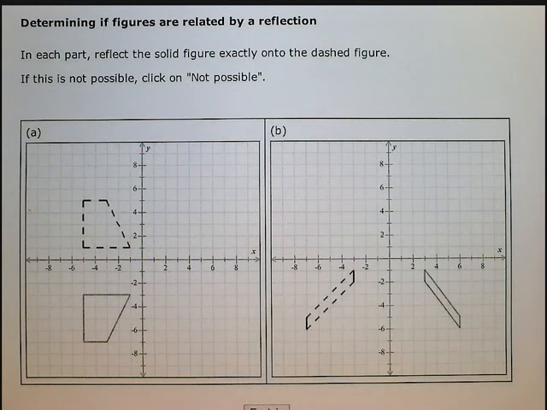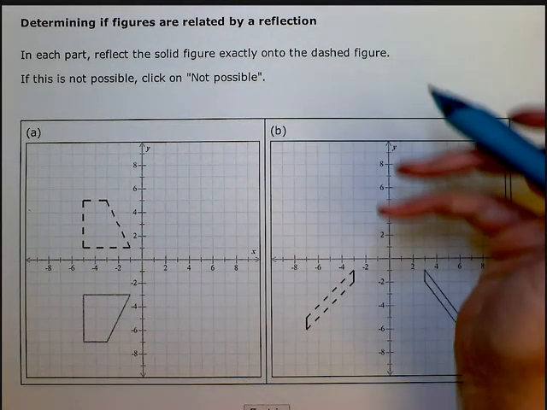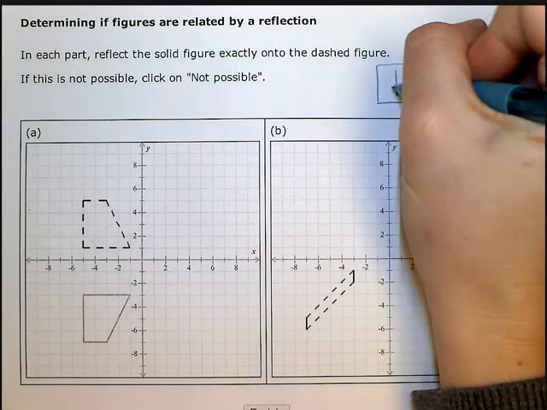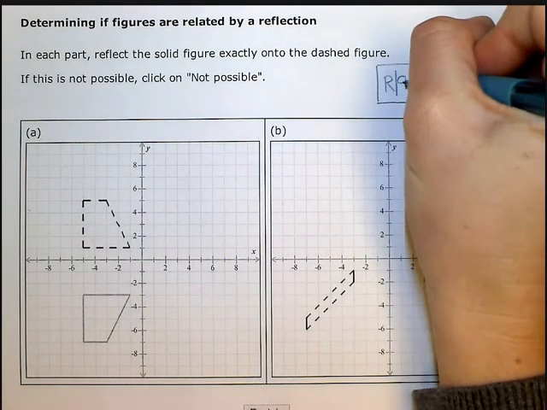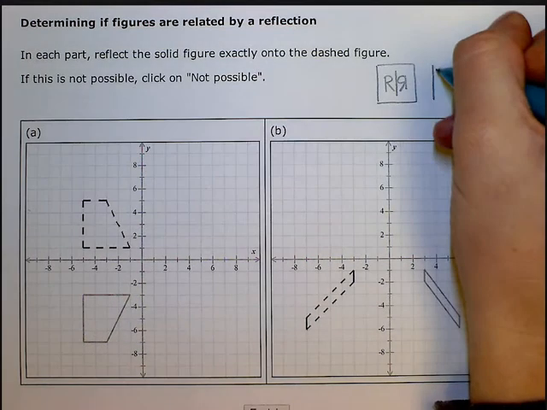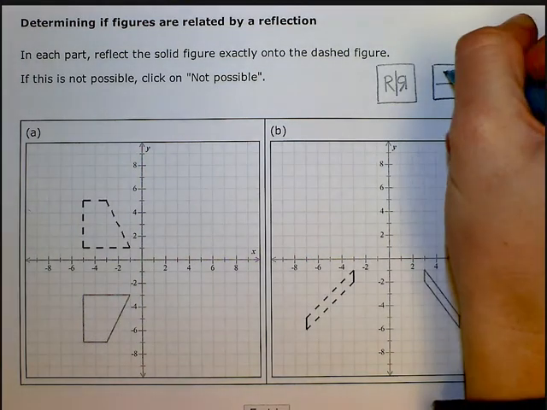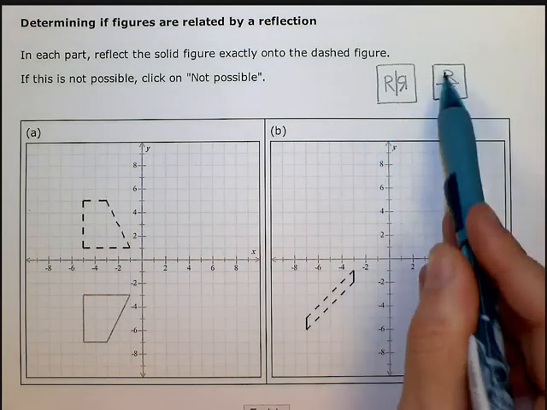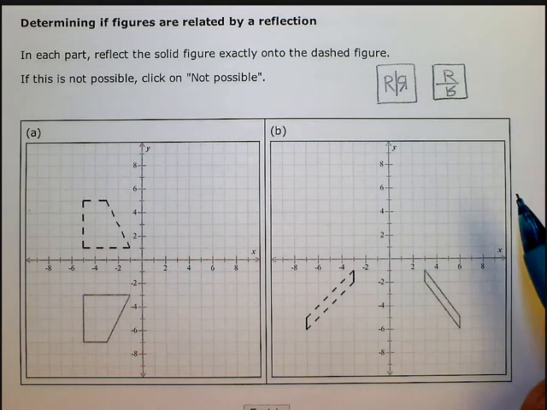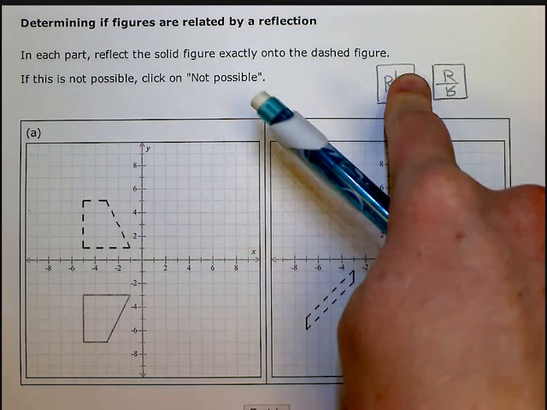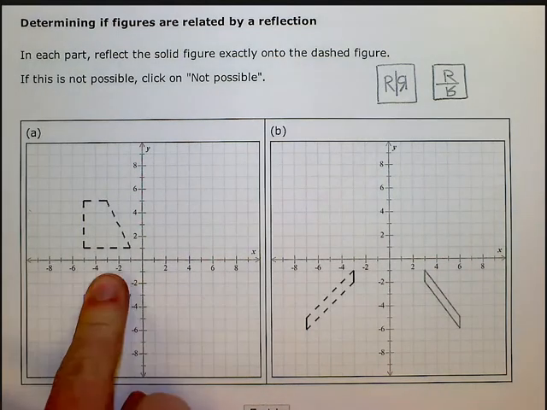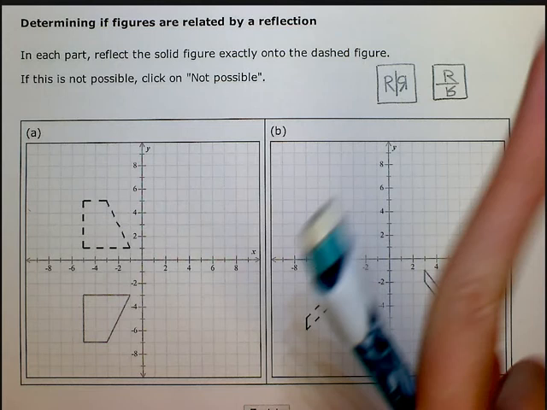Now, on Alex, there's some buttons over here on the side. They have one button that has a line like this, and another button that looks like this. This means reflect across the y-axis, and this means reflect across the x-axis. So on Alex, you can click on this button and click on this, and it will reflect this image across, and you can see if they line up. Same thing with this. You can click here, and it will reflect it to see if it works.